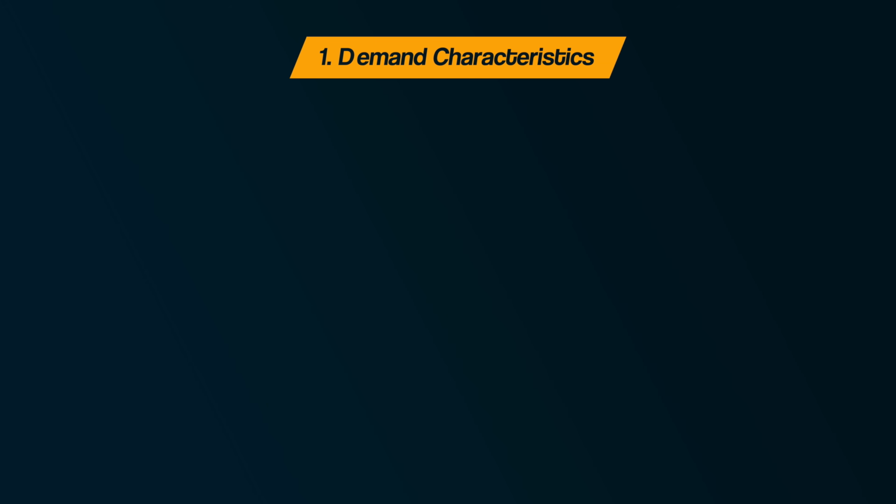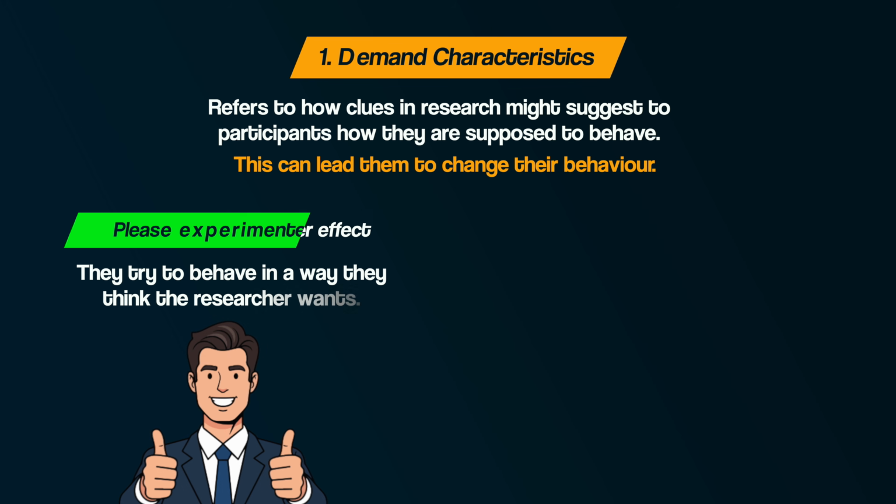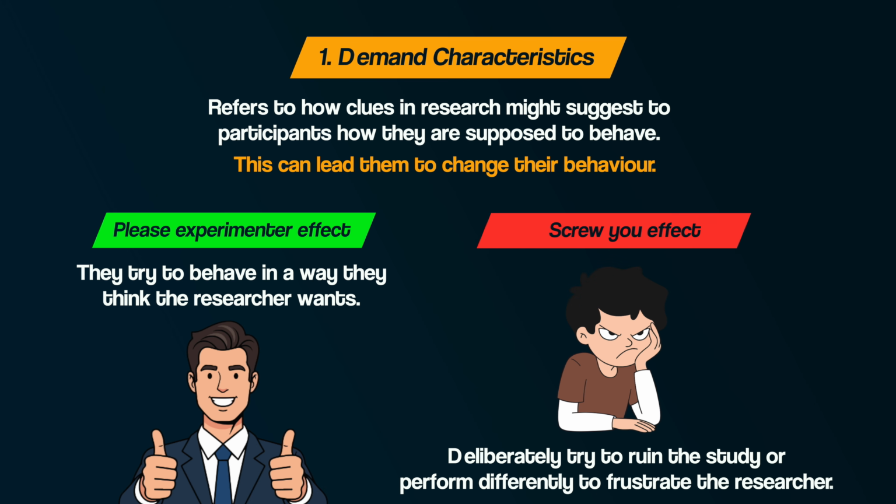Now let's evaluate them. And to do that, we need to introduce some really important concepts. First up, demand characteristics. This happens when participants figure out the aim of the study and then change how they behave. Sometimes they try to help the researcher by giving the right answers. We call that the please you effect. Other times they might deliberately go against what they think the researcher wants. That's the screw you effect. Either way, their behaviour isn't natural anymore, and that can distort the results.